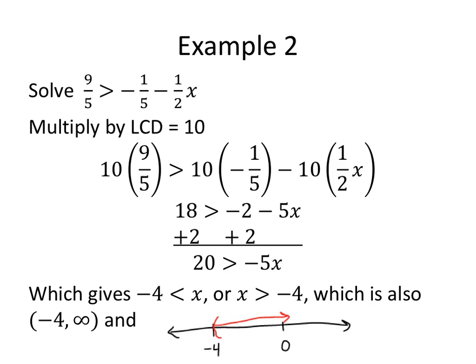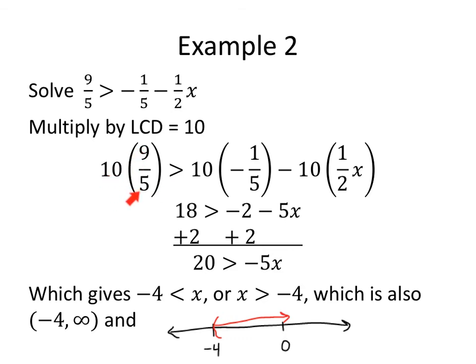Example 2, if we want to solve 9/5 is greater than -1/5 minus 1/2 x. First thing I'm going to do is multiply by my least common denominator. I have 5's and I have a 2. So 10 is going to be my least common denominator, and 10's a positive number. 10's awesome. When I multiply by 10, the direction of the inequality remains the same.